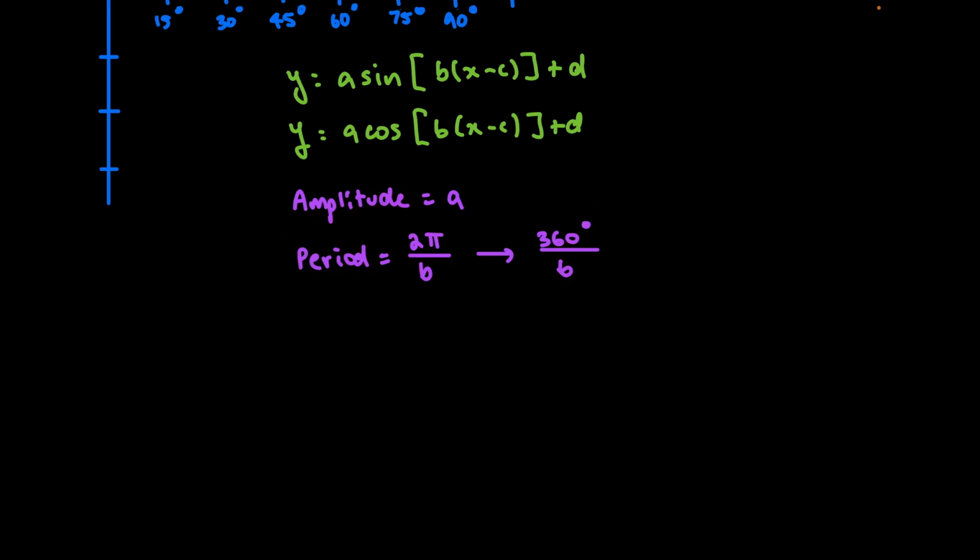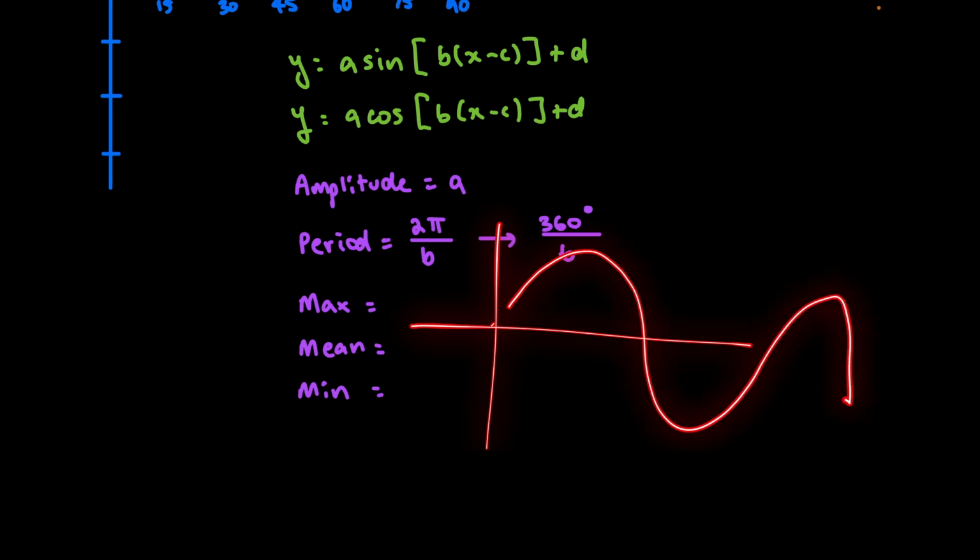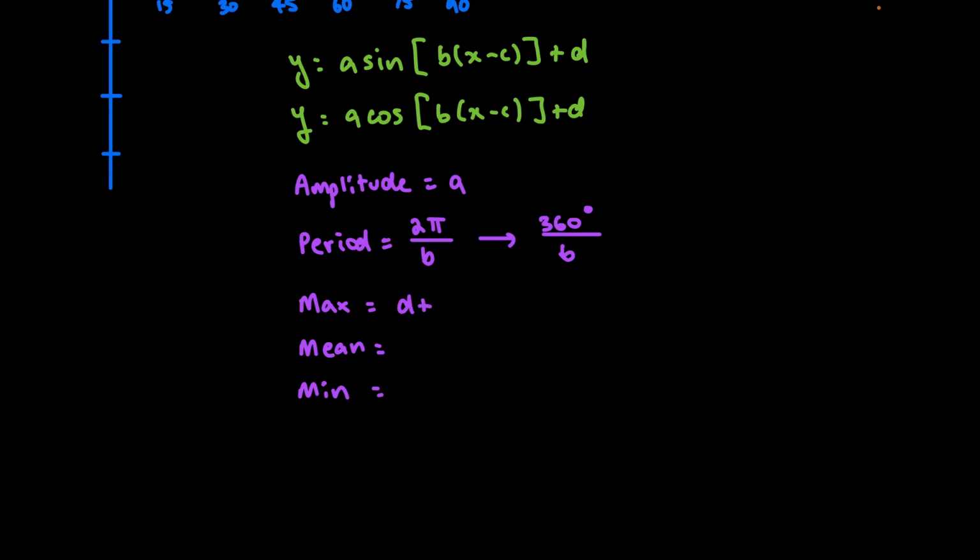The next thing we're going to work out is the equations for our maximum value, our minimum value, and our mean value for the graph. To work out the maximum value of our graph, wherever the peaks are, as the sine graph keeps oscillating, the maximum height it will reach is d plus a. The minimum is equal to d minus a, and then the mean is simply equal to the value of d.